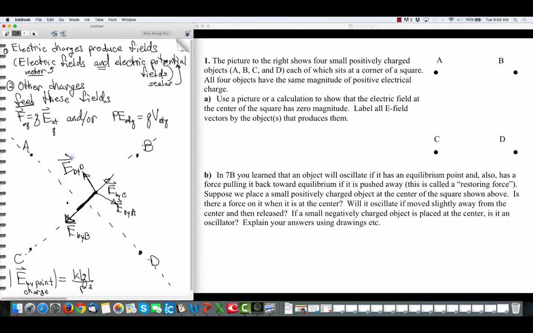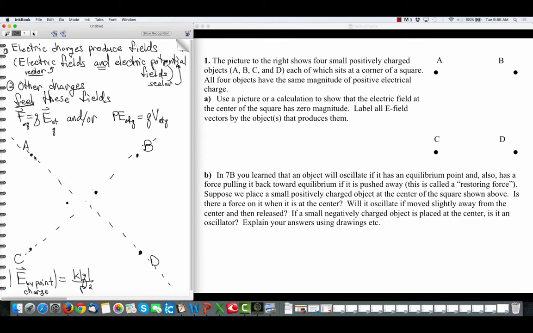Well, there are other points in space, so it's worth thinking about. While I suggested first that we think about pushing it directly toward B, what if we pushed it in between these two dotted lines? What happens to the electric fields then?